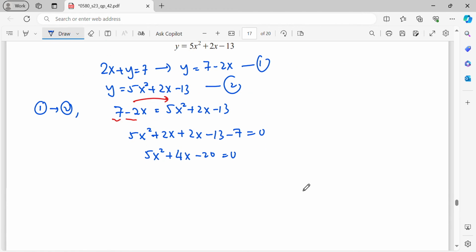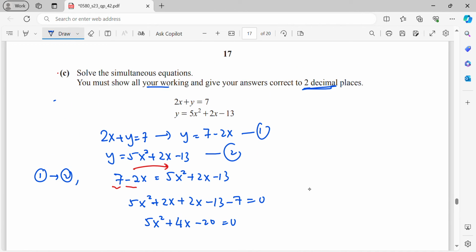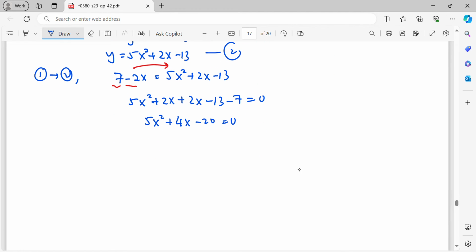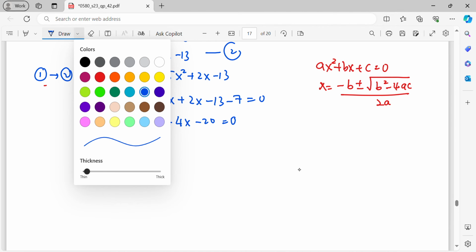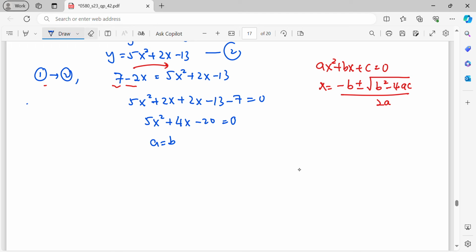Okay, then now, because the question mentions 2 decimal places for the answer, that means now I need to solve this using the quadratic formula. So for ax squared plus bx plus c equals 0, the x is found using the quadratic formula, which is minus b plus minus square root of b squared minus 4ac, over 2a. So this is the quadratic formula. Right. So now I will write down my a, b, c first, the coefficients for all the terms. My a is 5. My b is 4. And then my c is negative 20.